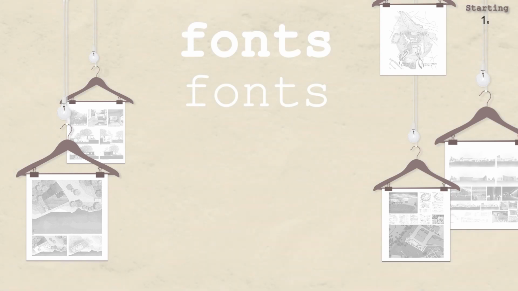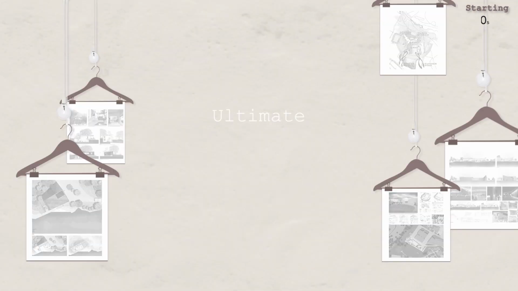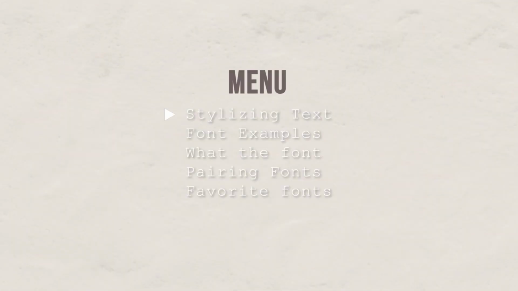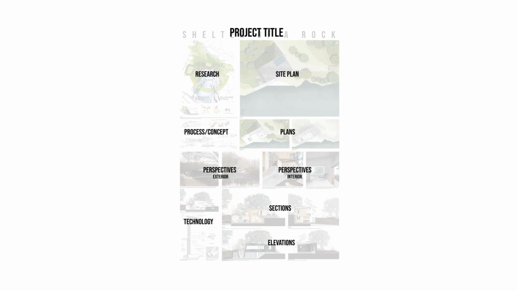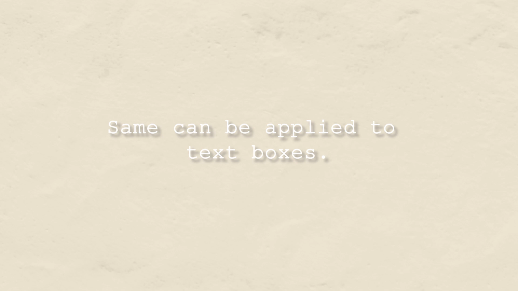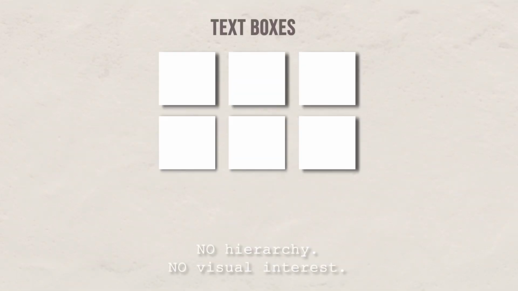Today's video is all about text fonts for architectural presentation boards. First, let's talk about text size. I would suggest using font sizes to create hierarchy on the board. For example, large fonts for your title, a bit smaller for subtitles, and a standard size for the remainder of your content. Same can be applied to text boxes.